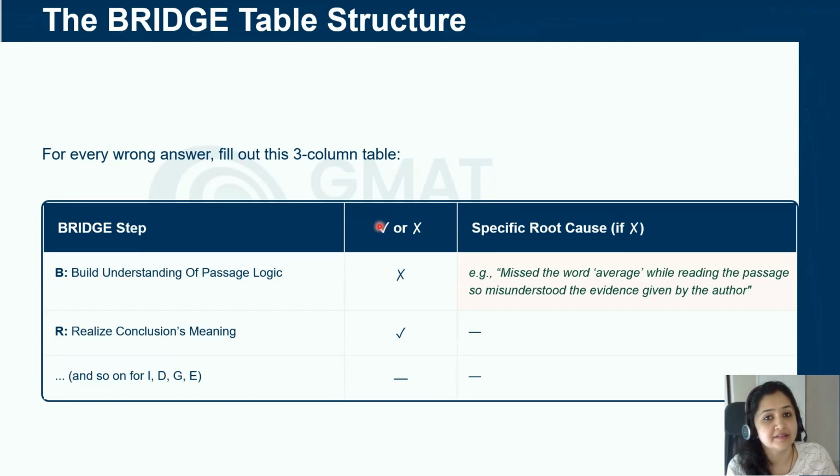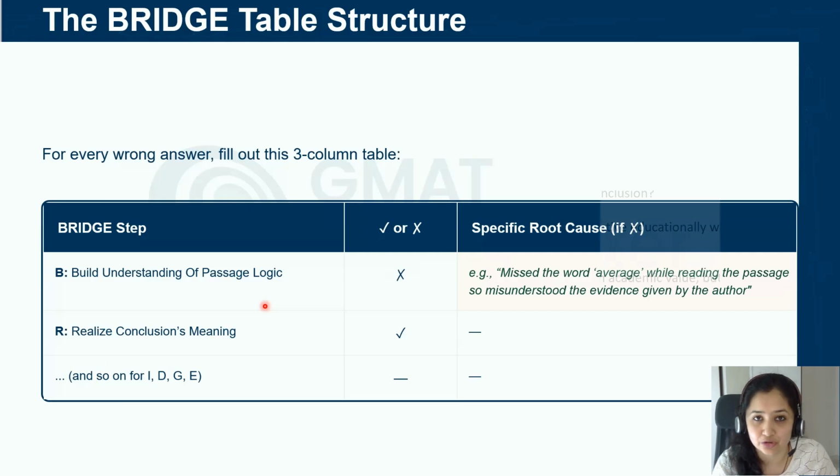For example, step B, that is, were you able to build understanding of the passage logic correctly? If you were able to do that, if you understood the passage logic completely, mark a tick here and proceed to the next step. Otherwise, if you missed anything, mark a cross here and mention the specific reason here. This specific reason is the root cause behind your mistake. So explain it as properly as you can. Then move to the next row.